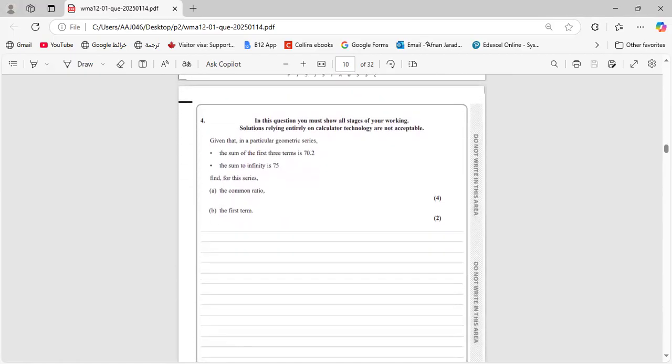Question number 4: given that in a particular geometric series, the sum of the first 3 terms is 70.2. The sum to infinity is 75. The meaning of a sum to infinity is that r is less than 1. You only have a sum to infinity if r is less than 1. Find for this series the common ratio.